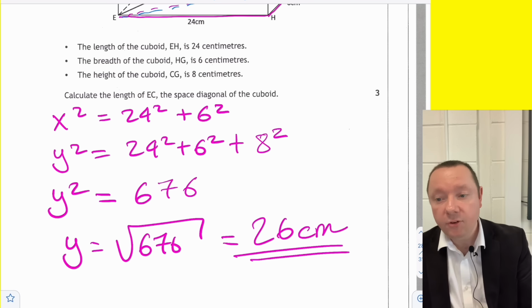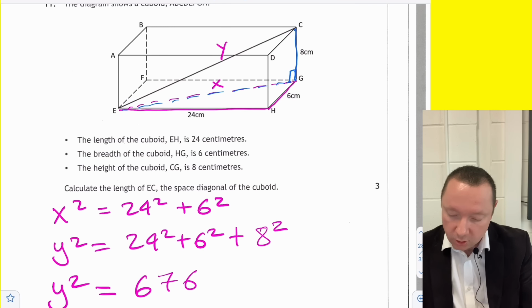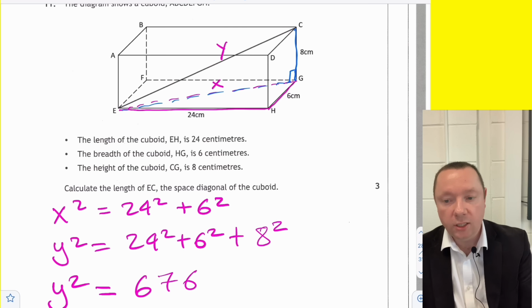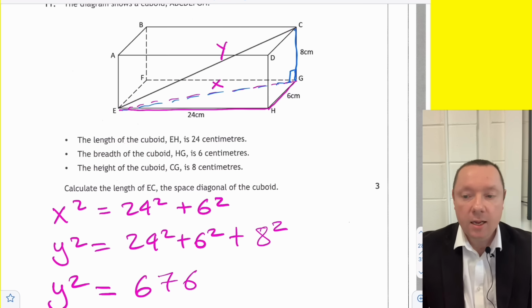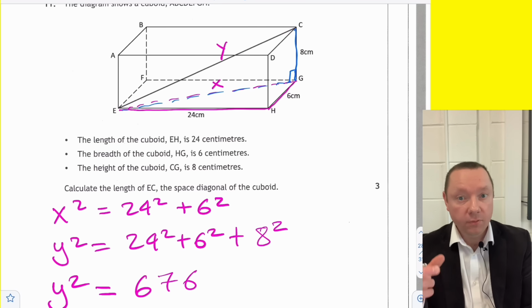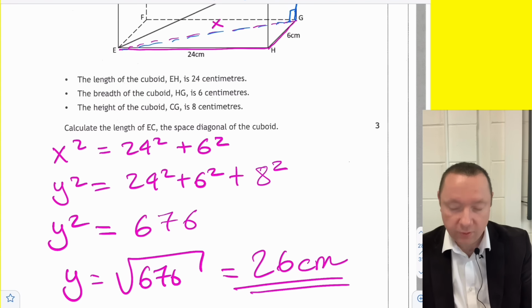Now, if you did it separately by doing 24 squared plus 6 squared, then square rooted it, and then squared it again, you may be off slightly by the rounding that happened, and that'll be okay, don't worry. But 26 is the exact answer.